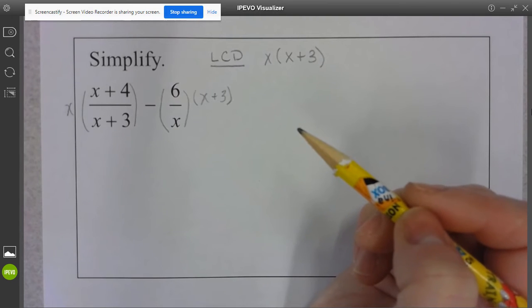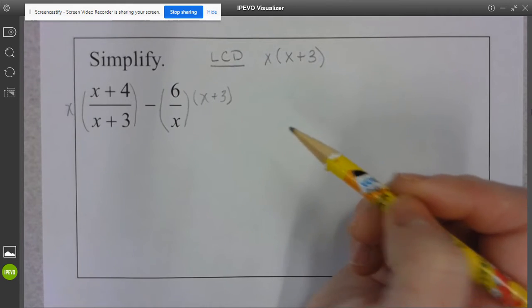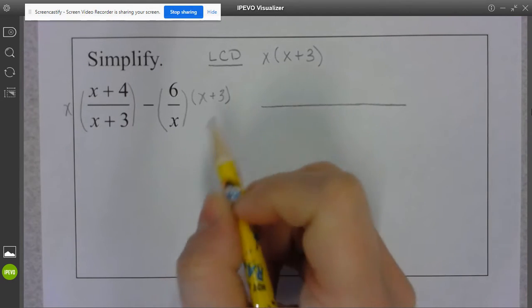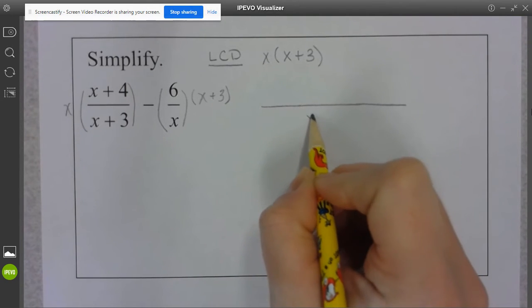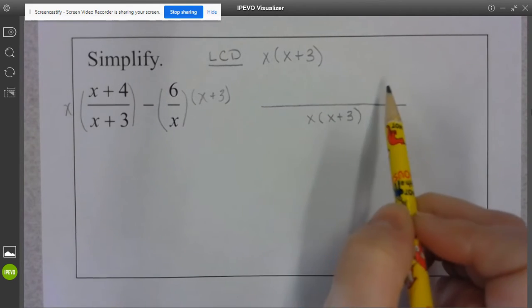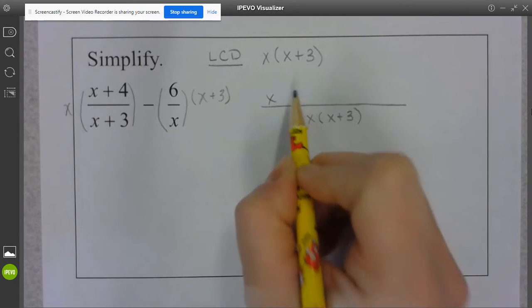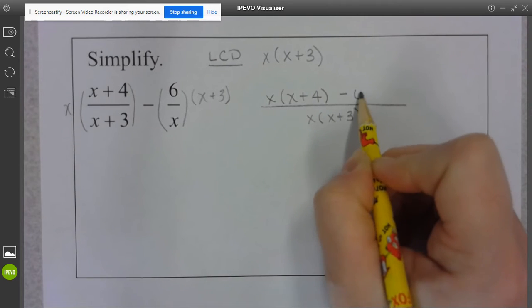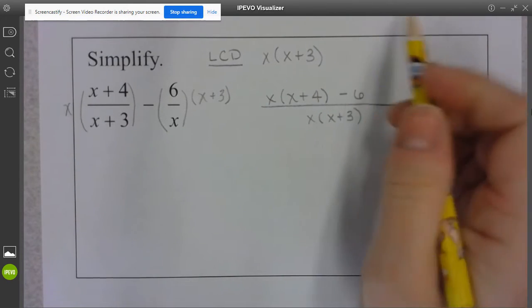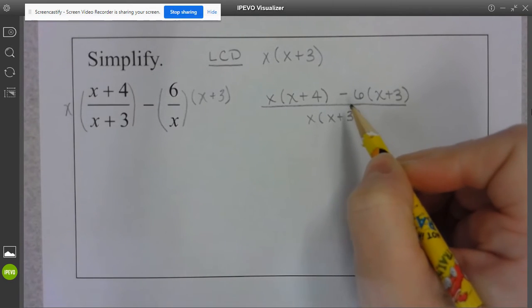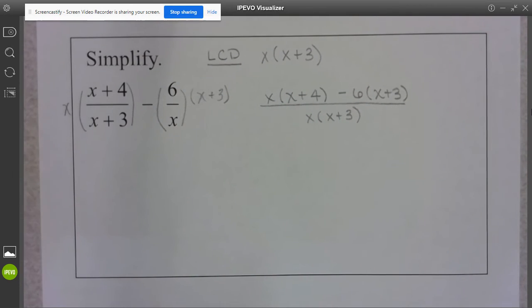And again, if you want to keep this in two separate fractions until you've done your distribution, that's totally up to you. This is the point where I just go straight to one big fraction where the denominator is my common denominator, and then I have it broken up first fraction, second fraction. So my first fraction I multiplied by x, and the numerator of that was x plus 4. My second fraction was a 6, and I'm multiplying that times x plus 3. And the sign is subtraction, so I'm going to leave the minus there.